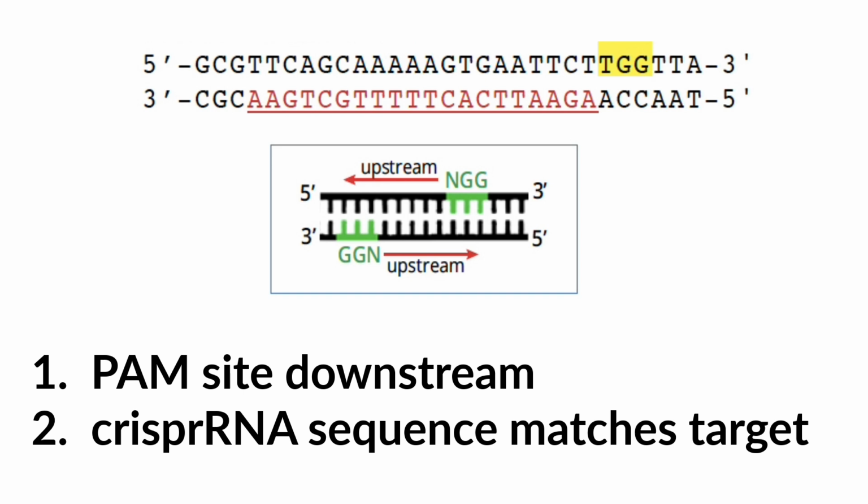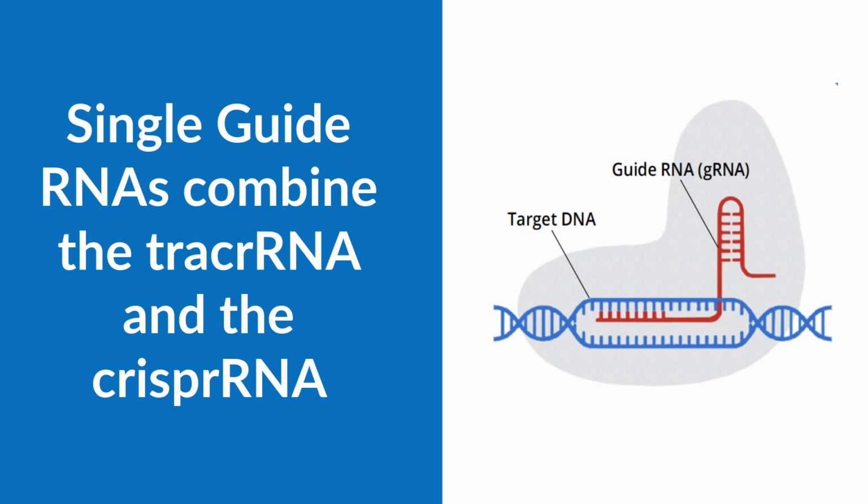When picking a target in the genomic DNA, scientists make sure there's a PAM site in the right place and that the CRISPR RNA matches the DNA. It's important to check both the 5' and 3' strands of DNA during target selection, because the enzyme can cleave either strand. In the lab, scientists often combine the CRISPR RNA and tracker RNA into one piece called a single guide RNA, or sgRNA. This simplifies the process by eliminating the need for multiple RNA components.